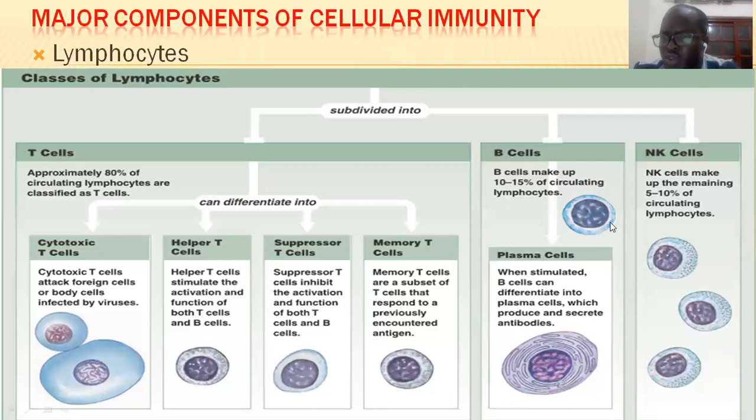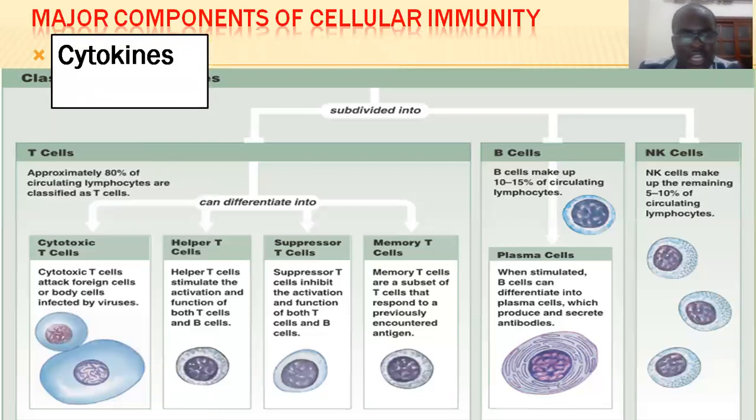Then we also have natural killer cells, which make up the remaining 5 to 10% of circulating lymphocytes. Natural killer cells are involved in attacking viral infected cells and also other pathogens. They are also antigen presenting cells, just like the macrophages, the mast cells and the dendritic cells. All these cells are grouped as antigen presenting cells. Even the B cell is also an antigen presenting cell. So we'll discuss all that.